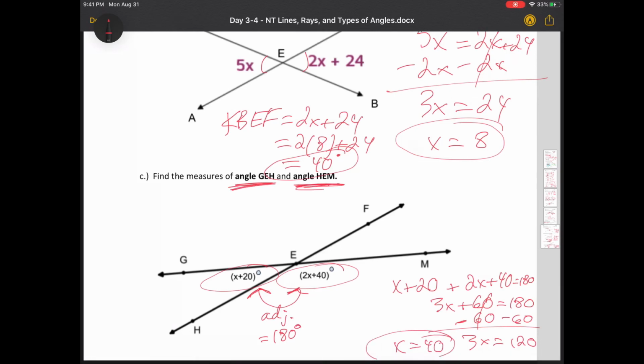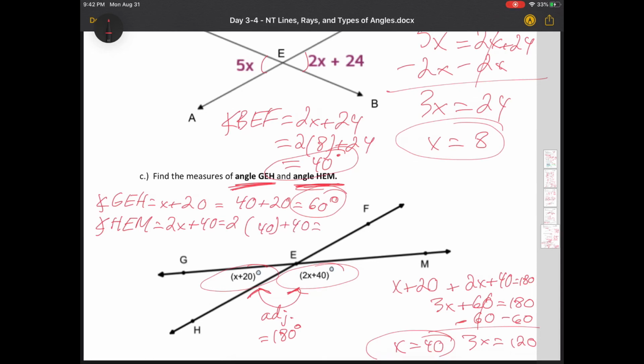But again, I have to find these angles here, so I have to plug back in. Angle GEH was equal to x plus 20. Angle HEM was equal to 2x plus 40. Now let's plug that 40 back in. So I have 40 plus 20. I get 60 degrees. And then I get 2 times 40 plus 40, and that is equal to 120. So there you go. That's how you would solve for those. Remember, your vertical angles are congruent. When they're adjacent on a straight angle, they add to 180.